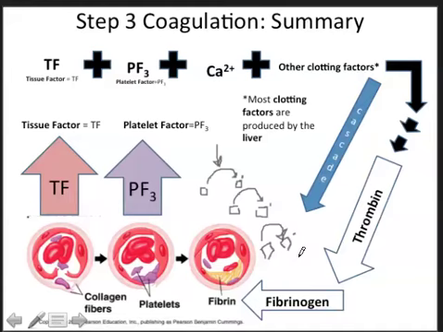The reason for taking so many steps is that at each step an activated molecule can activate more than one molecule downstream, and so at each step in the cascade the signal gets bigger and bigger and bigger geometrically until we get to our end point.